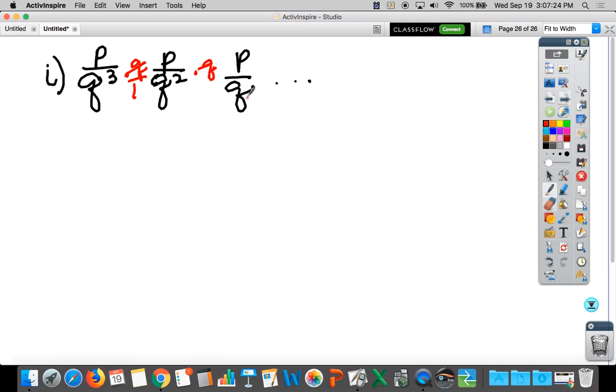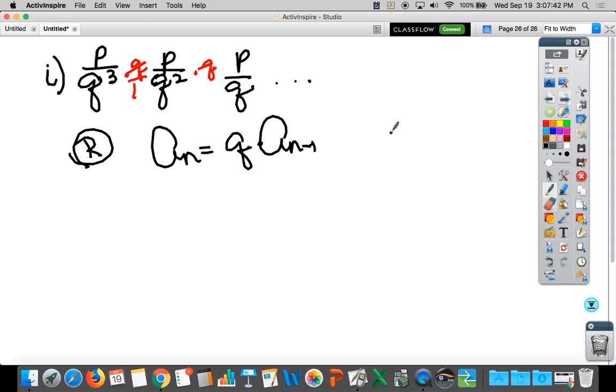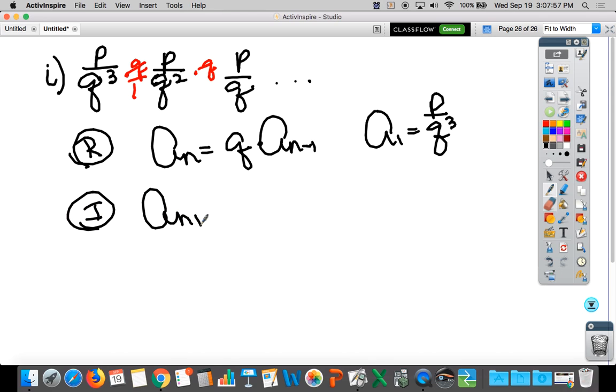Yes, sometimes you're going to divide and sometimes you're going to multiply. So, what am I multiplying each one of these by? Q. So, my recursive would be A sub n equals Q times A sub n minus 1, where my A sub 1 is P over Q to the 3rd. My inductive, A sub n plus 1 equals Q times A sub n.